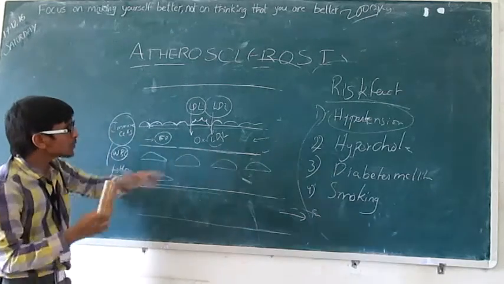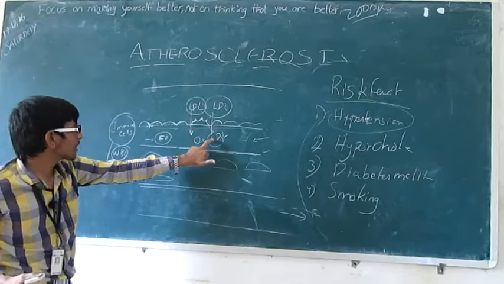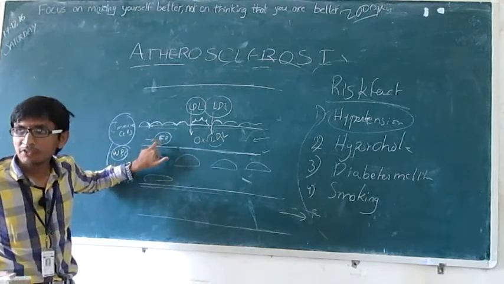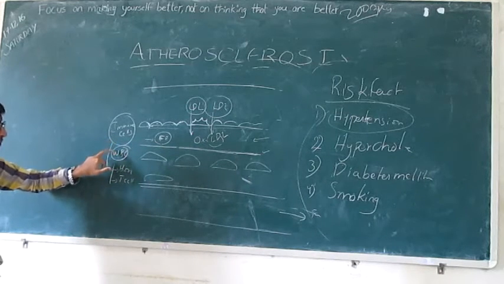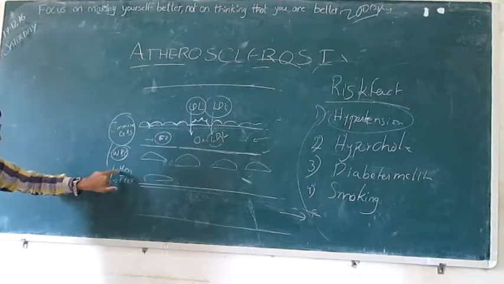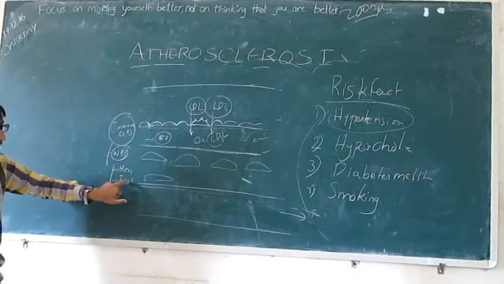It means if you want to oxidize your LDL, we require free radicals. To get free radicals, we require immune cells. So what are the examples of immune cells? White blood cells, nothing but your monocytes and T cells.